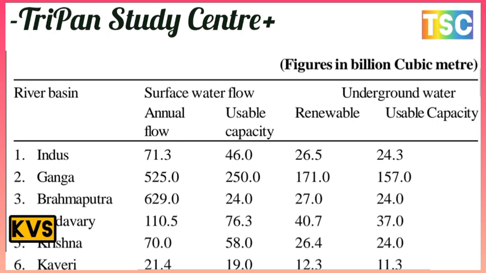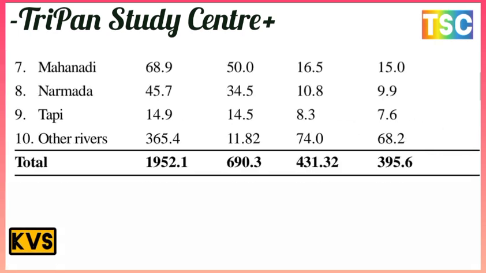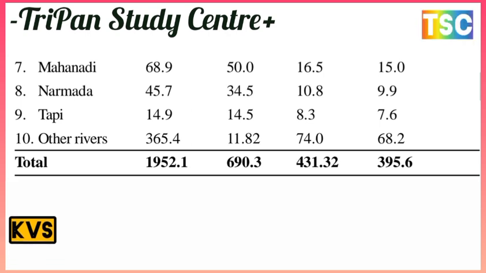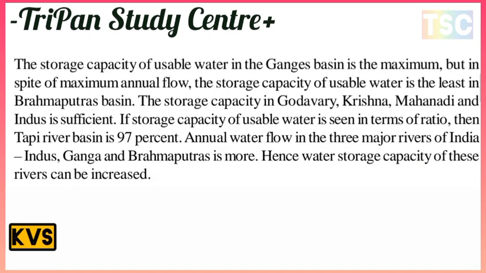There is a most important point here. Next, Mahanadi is 68.9, Narmada is 45.7, Tapti is 14.9 and other rivers also. And the underground water is 15 for the Mahanadi, Narmada is 9.9, Tapti is 7.6 and other rivers 68.2. This is the most important.